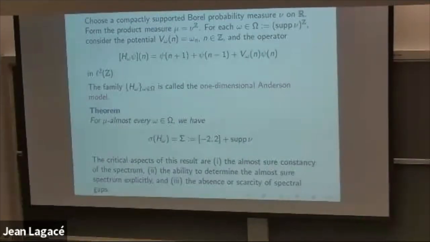So now that I've recalled that, let me emphasize one more time. This interval here, [-2, 2], is the spectrum of the Laplacian. And this support of nu is the spectrum of the potential for mu almost every omega, because then you see all the points in the support and the closure gives you the support, the topological support. So in other words, not only is it explicit and has as a nice consequence the scarcity of gaps, it also has the interpretation of, well, the spectrum of the sum of 2 operators is the sum of the 2 spectra. It's really pretty. Okay, so that's what I wanted to say about the spectrum of the Anderson model.